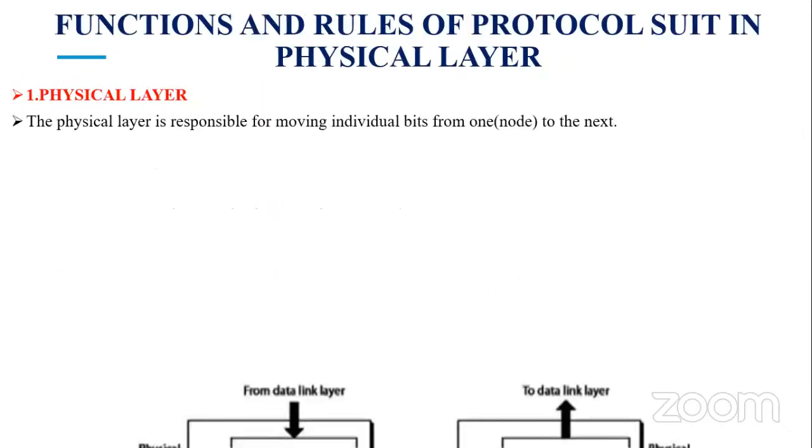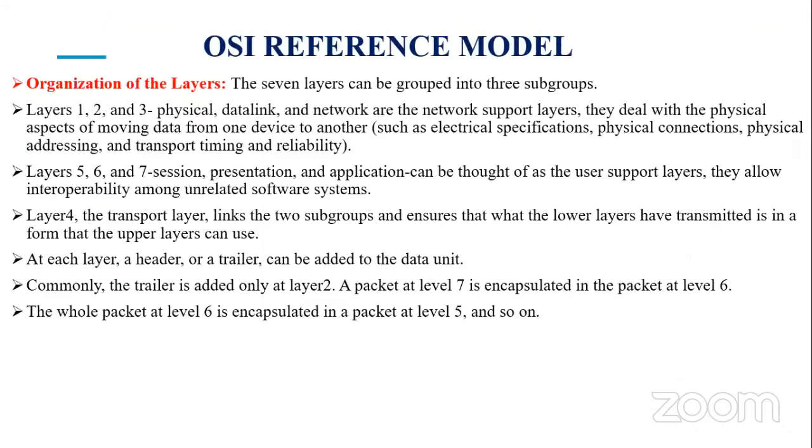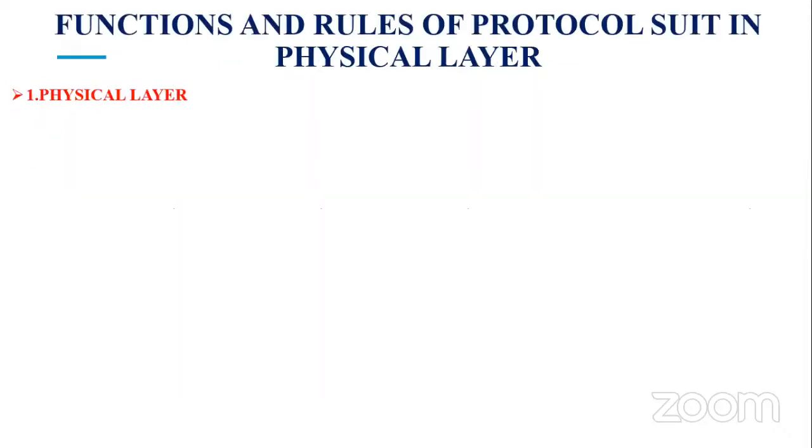We'll continue from this one, the physical layer. The first one from the bottom to top, a bottom-up approach. Physical layer is the first layer, and next is the data link layer. Like that, the layers have been identified.